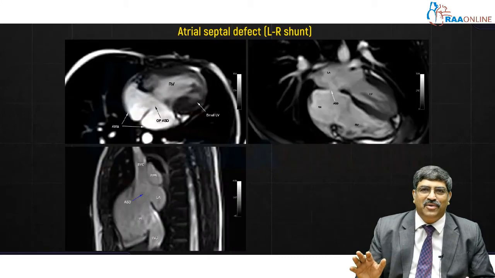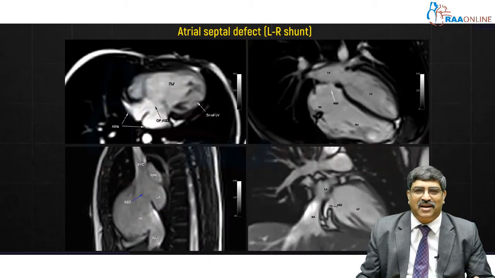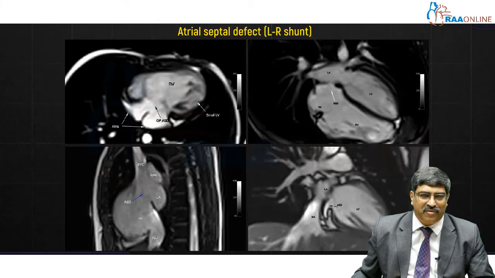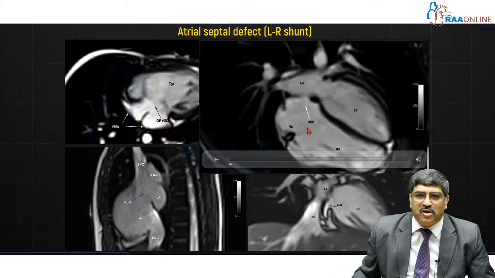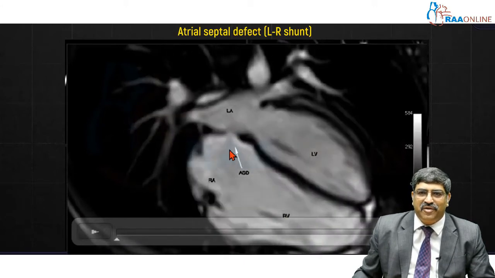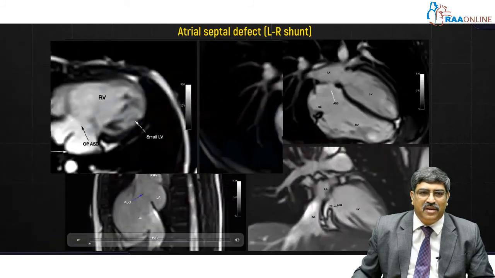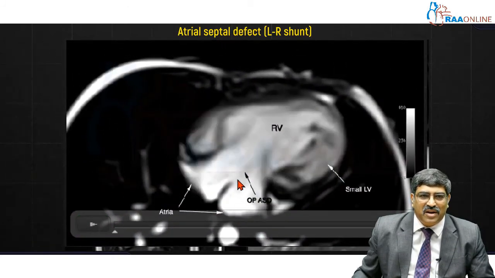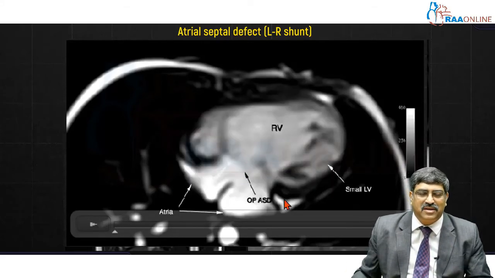Now coming to individual lesions. The most common congenital heart disease, a left to right shunt, is the atrial septal defect. Here you have 4 types of ASD. The most common type is the ostium secundum ASD, which is a defect in the middle of the atrial septum. The next type is the ostium primum ASD. Here you can see the defect in the lower part of the atrial septum.